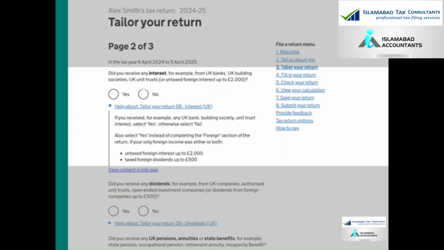You should also answer yes if your only foreign income was untaxed foreign interest of up to £2,000. As I mentioned earlier, this is instead of filling in the foreign income page. You'll be able to show this income on the page for UK interest later in the return.